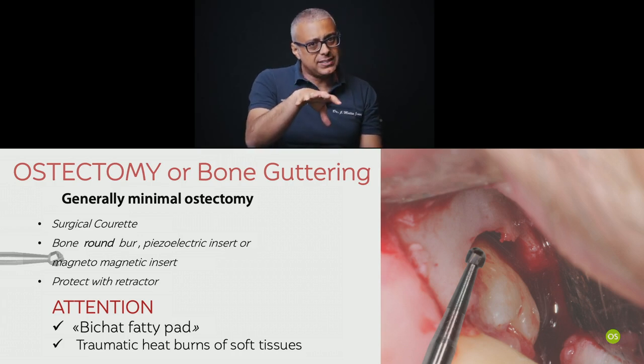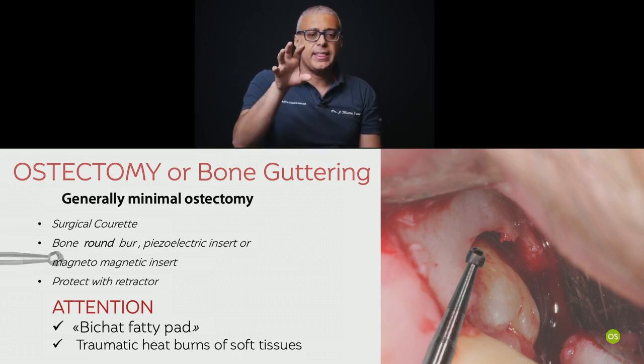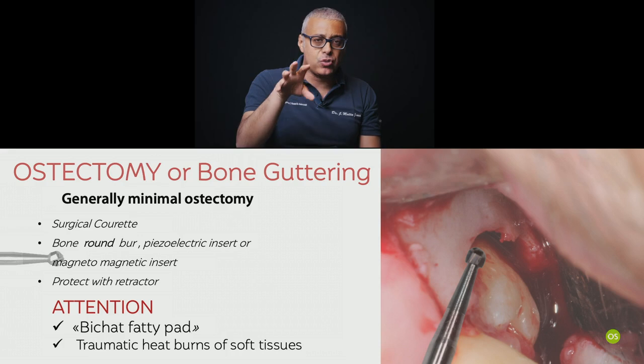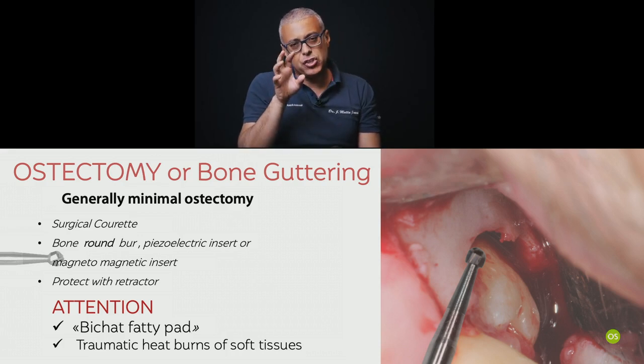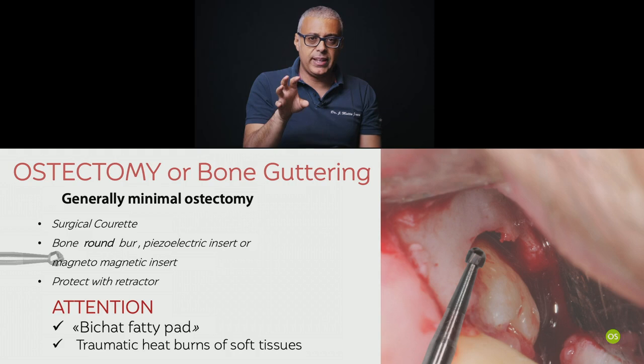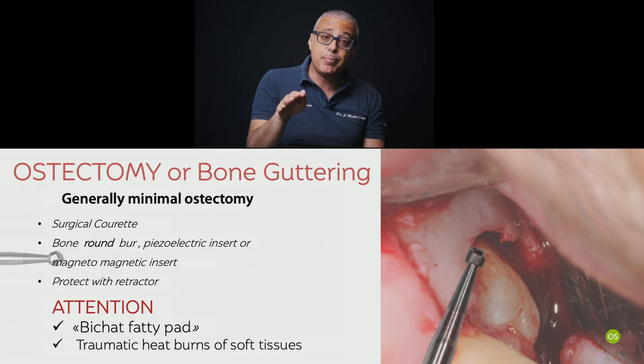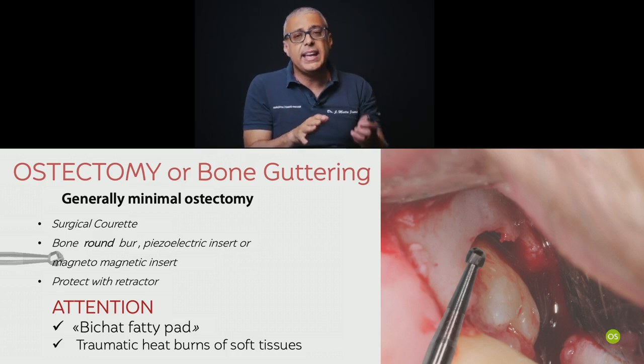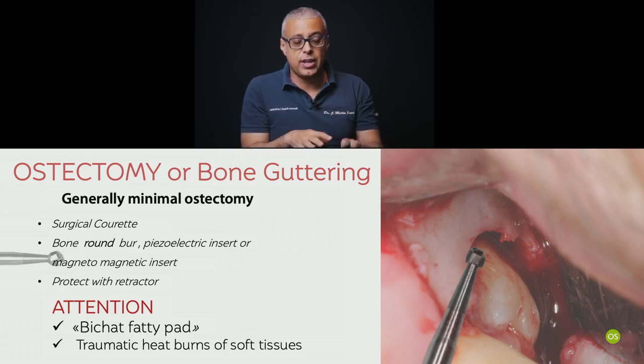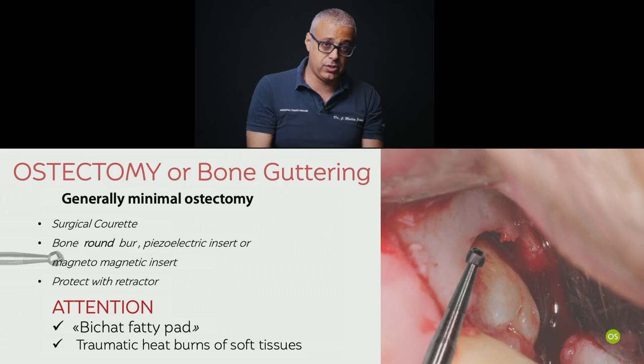Be careful, as we will see in the complications, that we can easily expose the Bichat fatty pad, which can slow our surgery due to the lack of visibility. Also be careful of traumatic heat burns of the soft tissue if we don't have a correct retraction and protection of the soft tissues.